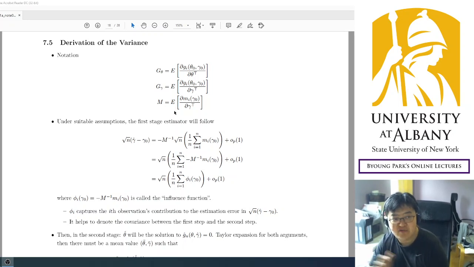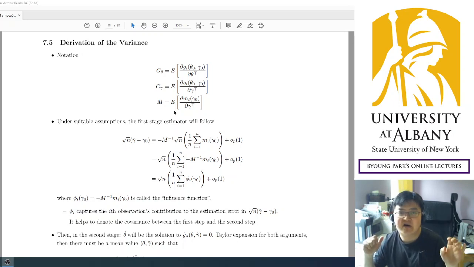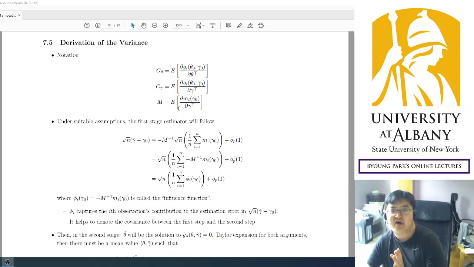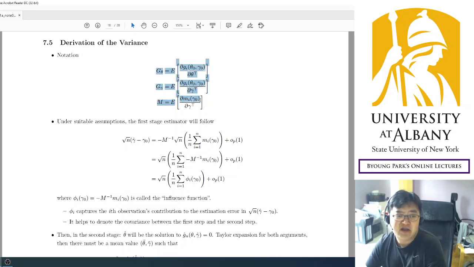The basic structure of the derivation is quite similar to what we did in the previous chapters, chapter 3 and chapter 4. So the Taylor expansion, and we show that a certain term goes to a constant and which is invertible, and another term goes to normal distribution by the central limit theorem. And then by inverting, you can show that the estimator converges to something. And we are going to use the same rationale, but I will introduce a new concept, which is also very useful. So anyhow, first of all, I define the derivatives.